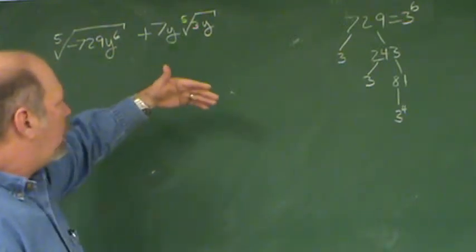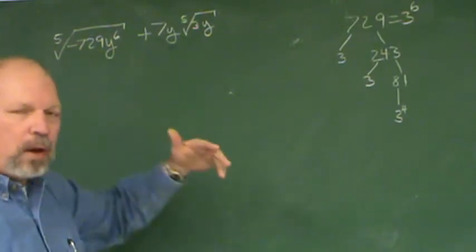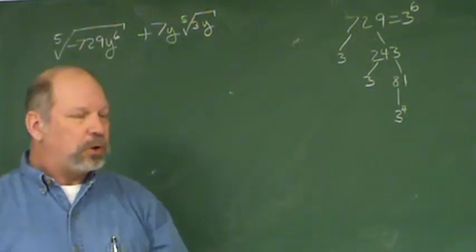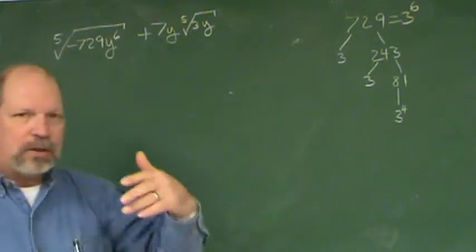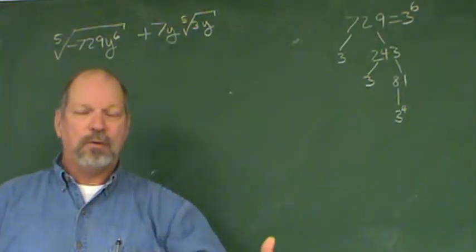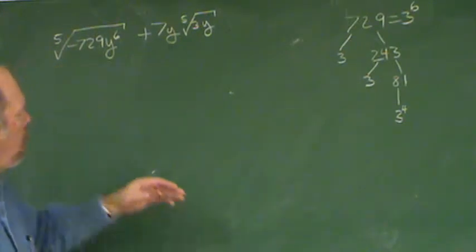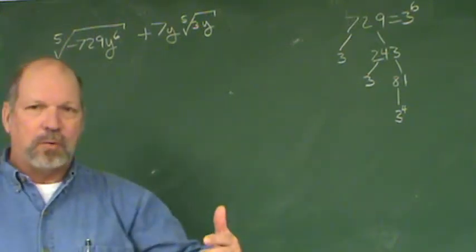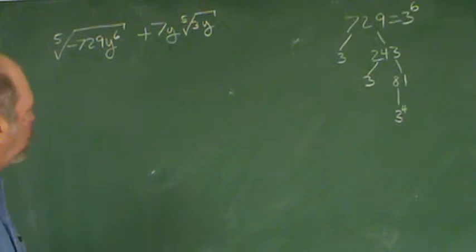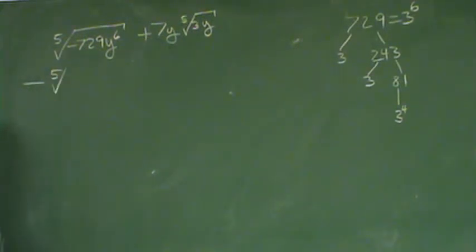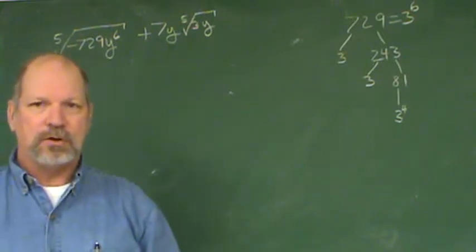Now, first, a negative under the radical should send off some alarm bells. So the next thing you do when you see this negative under the radical, you look at the index. If the index is even, then you're pretty much done for right now. You say not real. But 5 is odd, so we're okay with that. All right, so we just know that this is going to be negative, and then we're going to have the fifth root of 729y to the 6th.